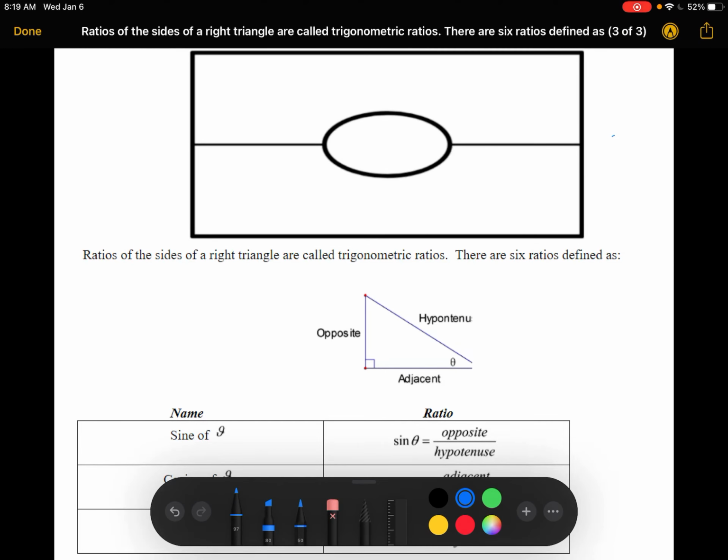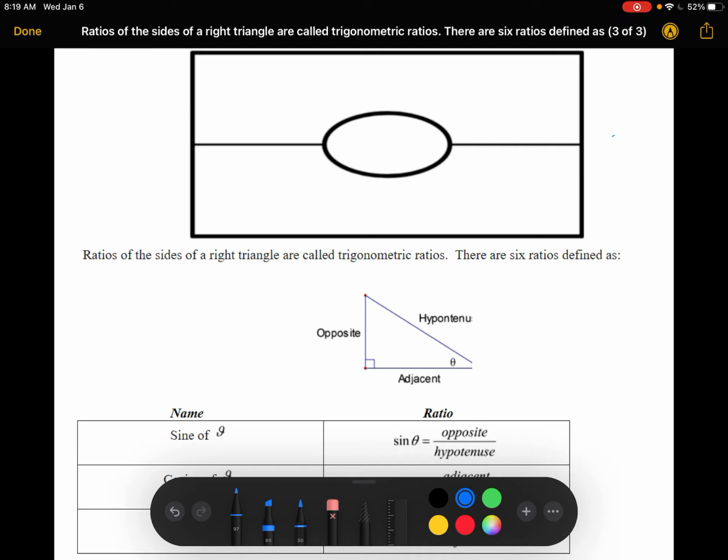Hi everybody and welcome. Today we're going to be talking about trigonometry, and the three trig ratios that we're going to be using today are sine, cosine, and tangent. So after watching this video today, you should have a good understanding of what trigonometry is and also how to apply sine, cosine, and tangent.